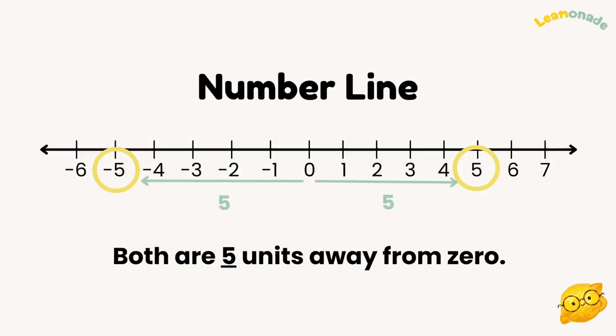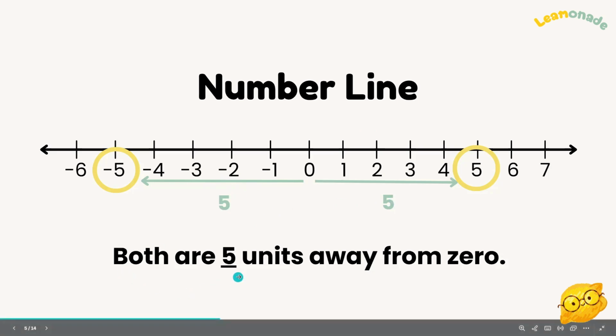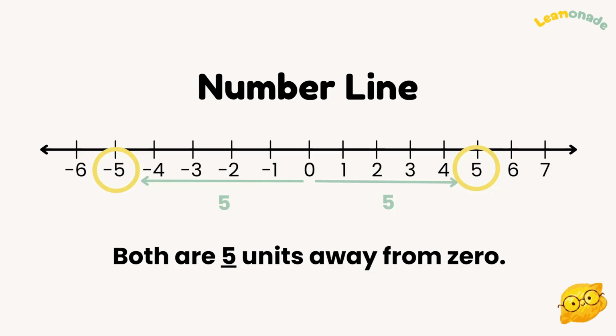Let's see this on a number line. Notice that negative 5 is on the left of 0, while positive 5 is on the right. Even though they're on opposite sides, both are exactly 5 units away from 0. That's why they have the same absolute value. Remember, absolute value is about distance, not direction.